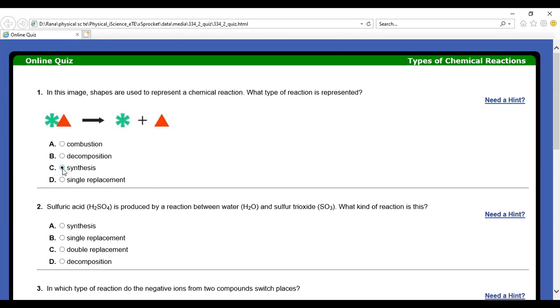Do you agree, guys? No. So Adam, have another try. It's not synthesis, because in synthesis 2 substances combine to produce one, but here it is the opposite. It's just one compound breaking down into 2 substances. So what is that, Adam? B. B, it's decomposition, breaking down.